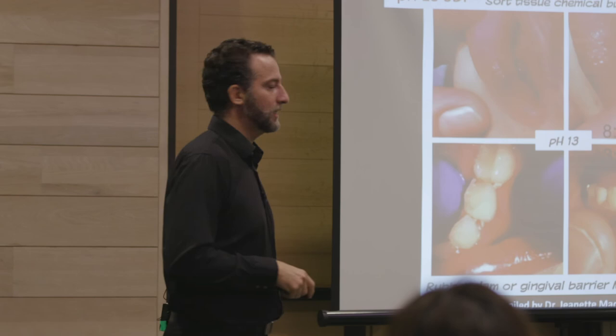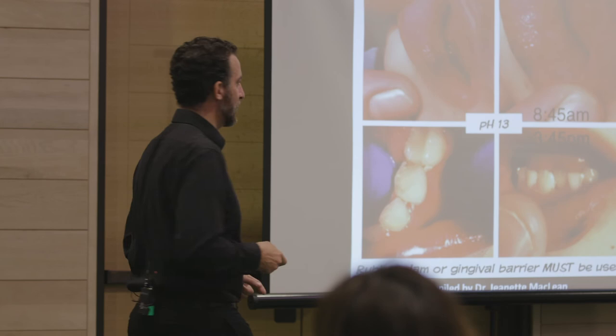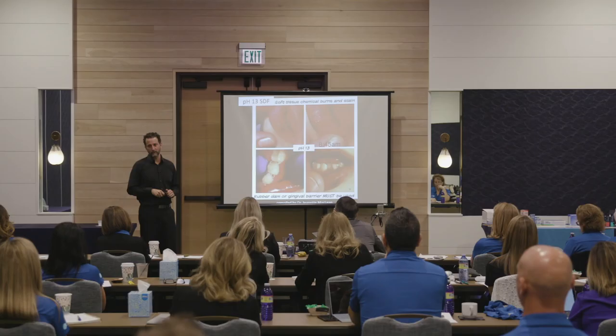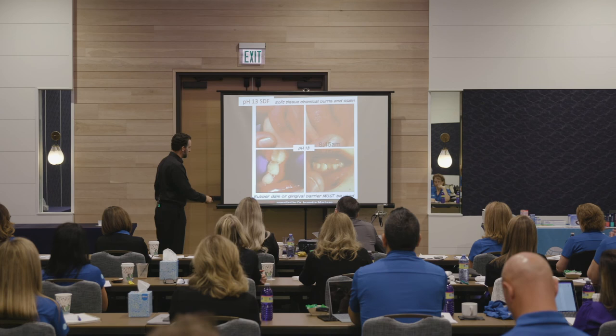And so we have seen, since this product came out, people using it in a way that it wasn't intended to be used, as in cotton, dry, and apply. They're using it in that way, and they're getting a little bit on the gums and the mucosa and the lips, and we are seeing chemical burns. So if a product is pH 13, the head of sales for North America for this product says that you should use a rubber dam or gingival barrier.